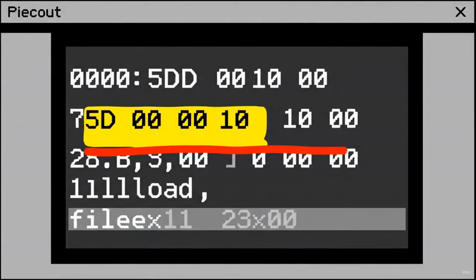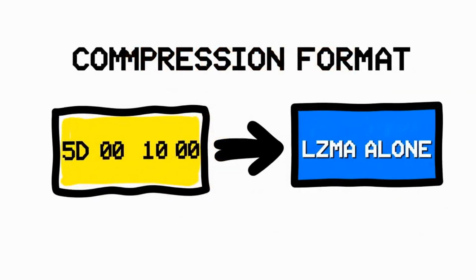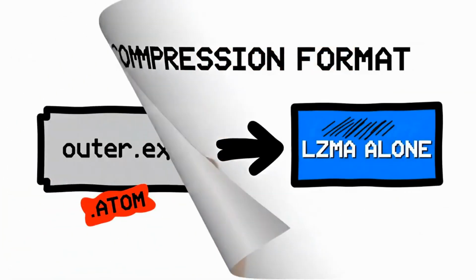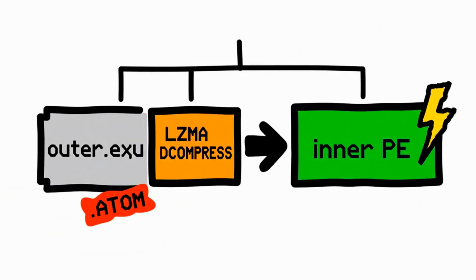We peek at its raw bytes. The first few bytes are 5D 00 00. That's the magic signature of LZMA compression. Specifically, the outer binary is a loader. It decompresses whatever's inside .atom and executes it in memory.